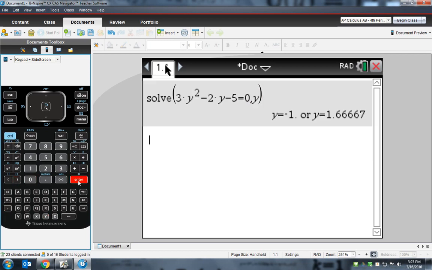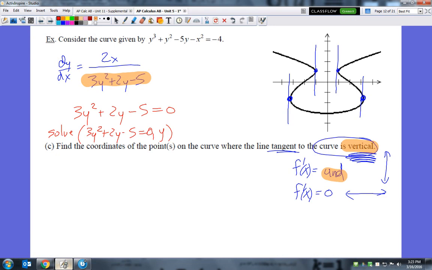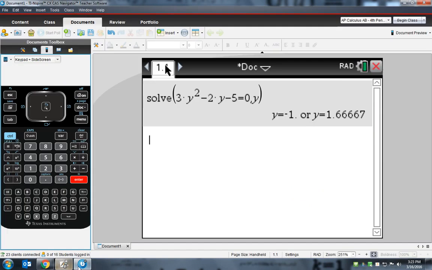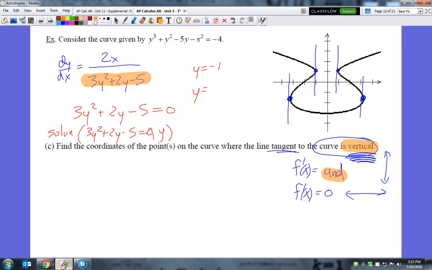So I have a -1 or a 1.6667. So let me go ahead and do that. Y is equal to -1, or y is equal to this 1.667, and that is the same as -5/3. Okay, so -5/3 is the same as that decimal answer that you had. These y values are what would make the bottom undefined.